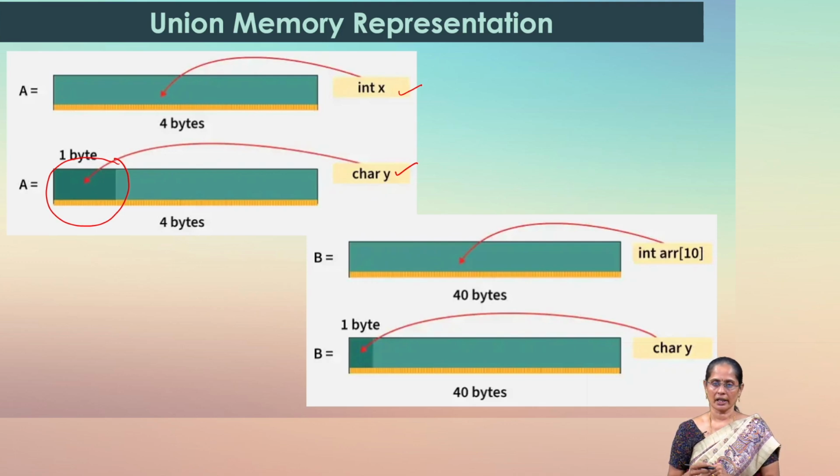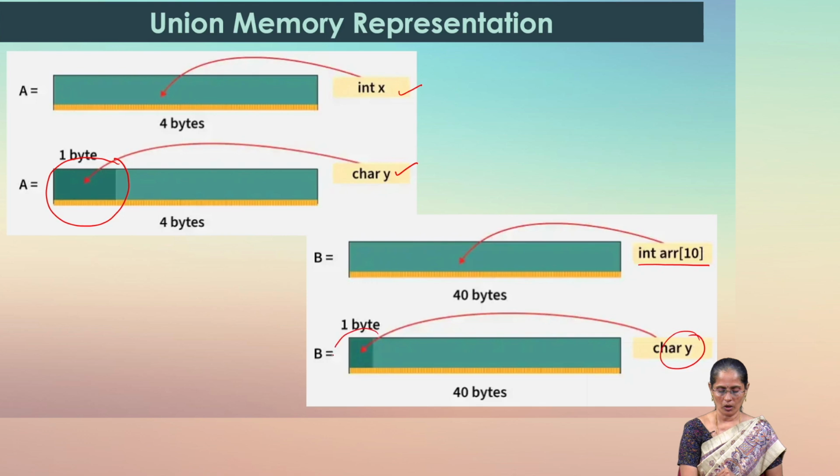In the case of the second example, the size of union B is 40 bytes. It means the array of 10 elements occupies 40 bytes, out of which the member of character type will occupy 1 byte. So, here memory is being shared, and the memory space requirement is also reduced.